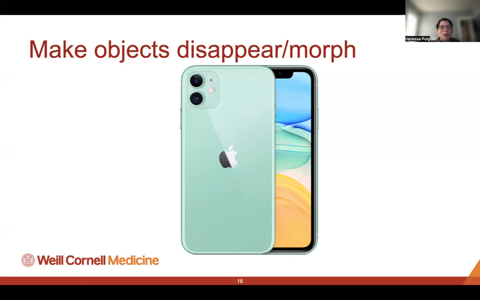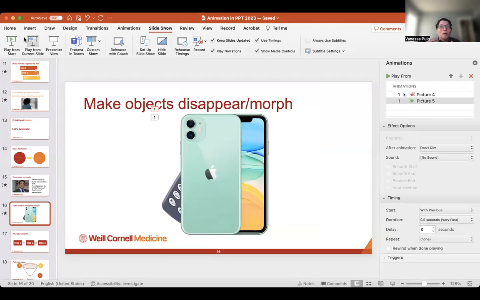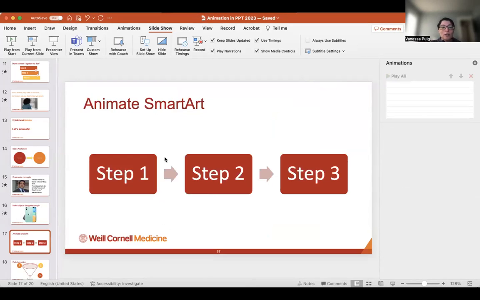So that's how you can play around with timing to make more automated animations, to worry about clicking less, to make things look a little more seamless. And let's move on to SmartArt. You can animate SmartArt as well.